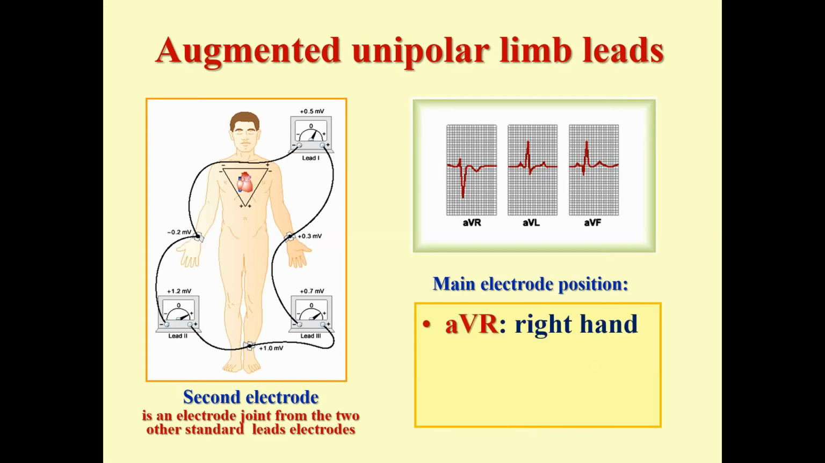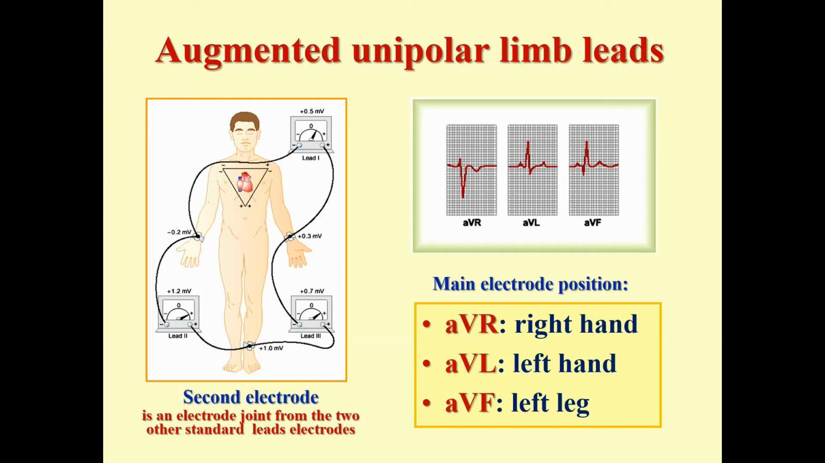Look, for example, for AVR, R stands for right hand, the electrode that is the main one, while the other two, from the left leg and from the left hand, become joined. It can simply be done within the device that records, where the electrodes are connected for recording, and so the AVR lead can be registered. Then for AVL, the main electrode is placed on the left hand, and the other two are connected from the right hand and left leg. And finally AVF: F here is for foot, R for right, L for left, and F for foot.